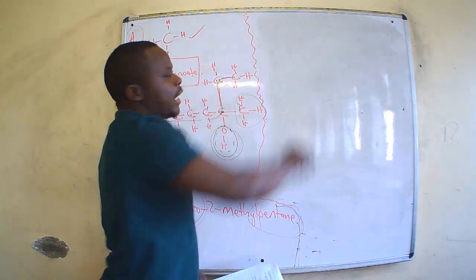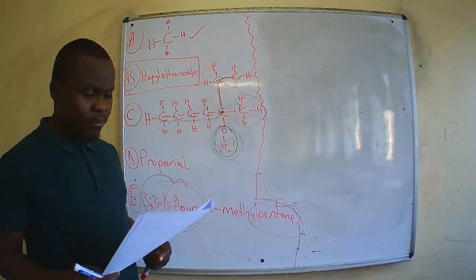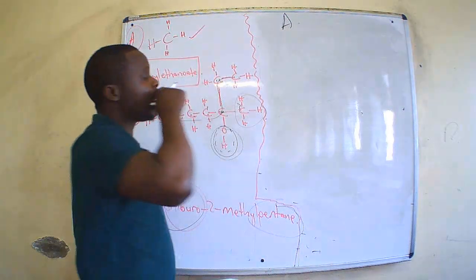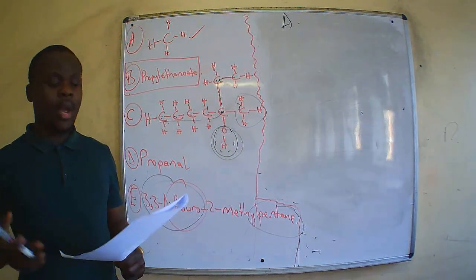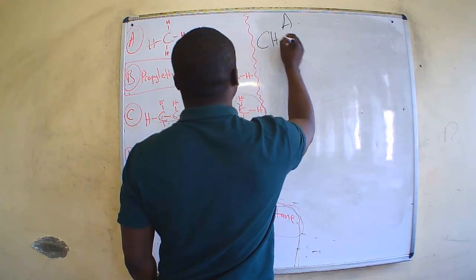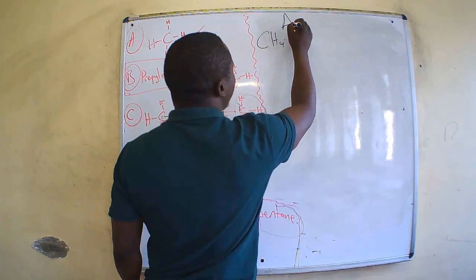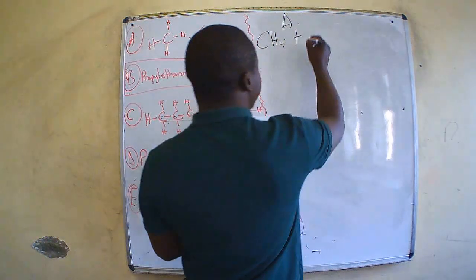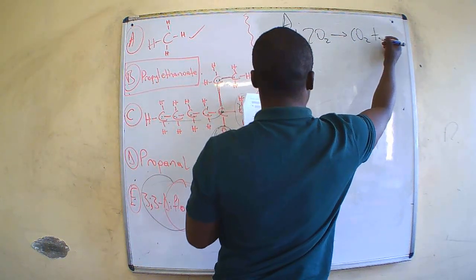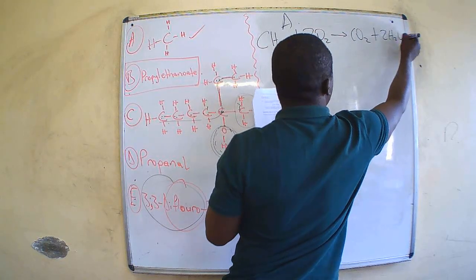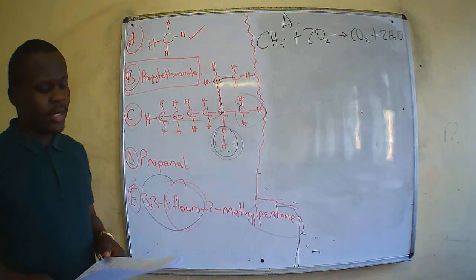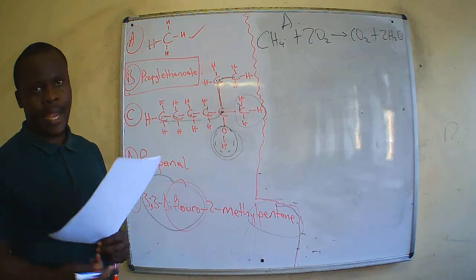So the next question that we have is on compound A. We're dealing with A now. What are we given on A? We are given a combustion reaction, which is CH4 plus excess 2O2 giving carbon dioxide and also 2H2O, which is going to be in gaseous state. So this is what we are given on compound A.